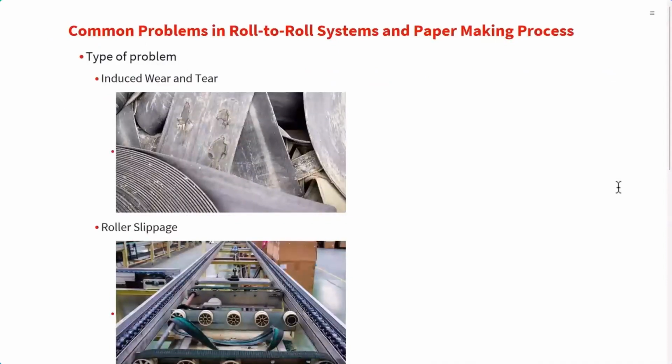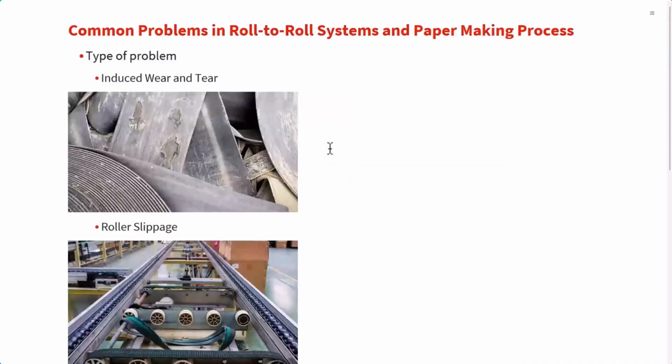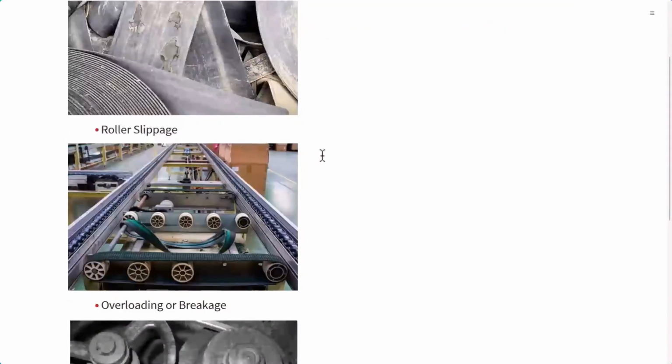The first one is induced wear and tear. This phenomenon occurs due to the excessive friction between the belt and the roller, leading to material degradation over time. As you can see in this image, this can severely damage both the belts and the rollers. Another common problem is roller slippage. This problem can result in machine malfunction, often due to improper tension management. As a result, product quality can suffer.